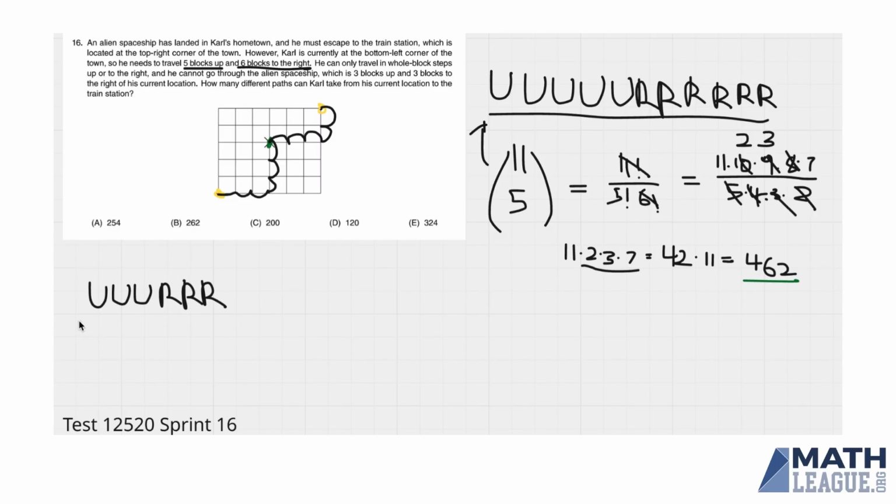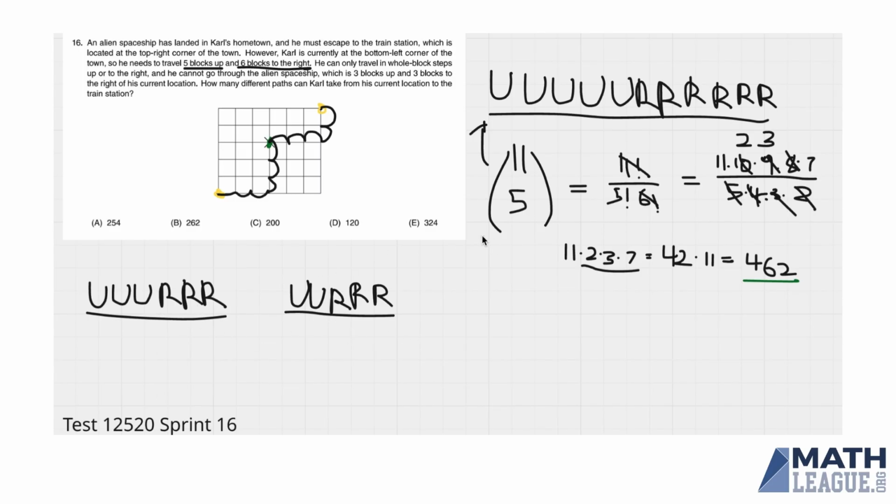And now we can permute this selection of 6 movements to get the total number of paths Carl can take to get to the spaceship. On the other hand, for the second part of this path, he can go up twice and right 3 times. And this gives us the number of paths for the second half. And to get the total number of paths that he can take to go through the spaceship, we just multiply these 2 numbers of paths.